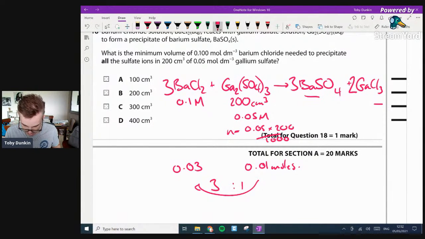Now I need to rearrange the equation. Number of moles times 1,000 divided by the concentration will give me V. Times by 3 gives me 0.03 times 1,000 gives me 30. Oh, I've made a mistake. What have I done? I've made a mistake there, folks.